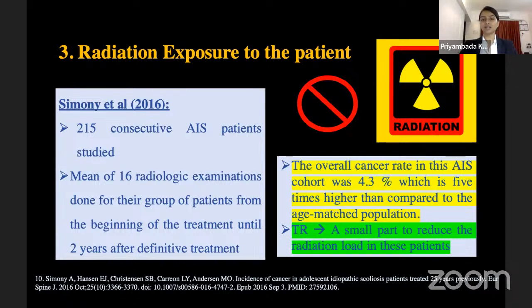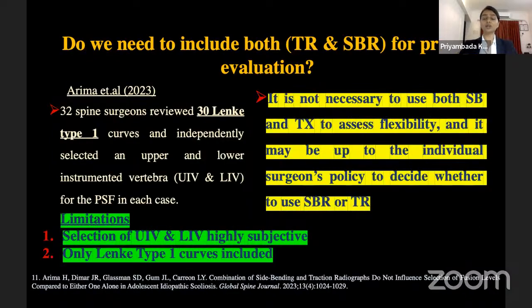The overall cancer rate in this AIS cohort was 4.3%, which was a shocking 5 times higher than the age-matched population. Traction X-rays can be a small part from our side to try and reduce the radiation load on these patients. Now, do we need to include both these types of X-rays for our pre-op evaluation?